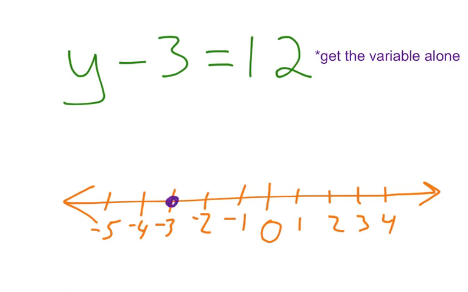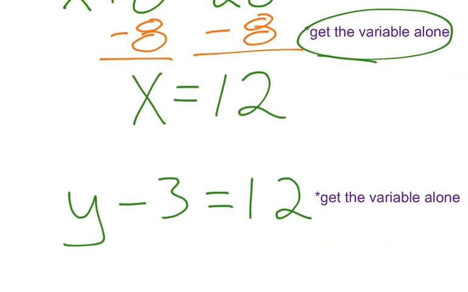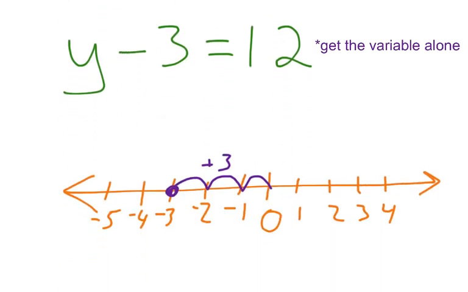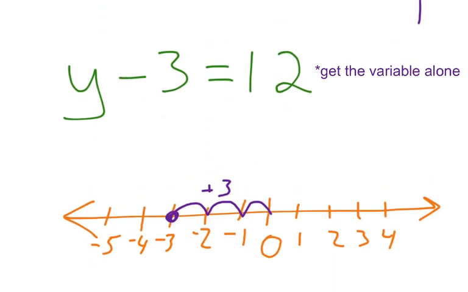If I want to make negative 3 go away, in other words, make it nothing, I need to make it 0. In other words, increase it by 1, 2, 3. If I increase 3 or add 3, it will be 0 and it will be gone. You're going to start to realize that you're always going to end up doing the opposite. Up here, we had a plus 8. I added 8 to get rid of it. I did the opposite. Here, I've got a minus 3. I'm going to add 3 to get rid of it.